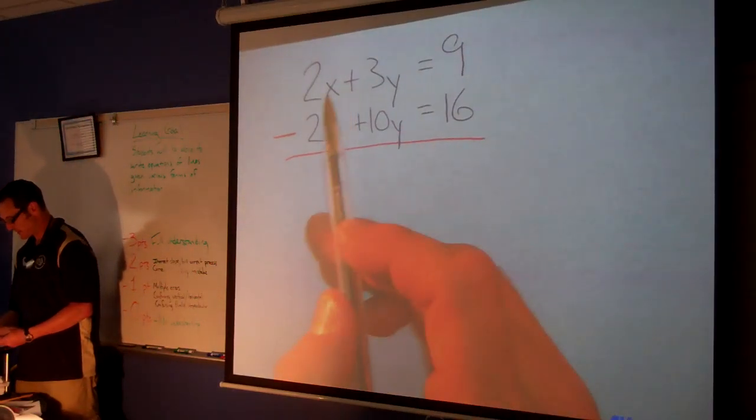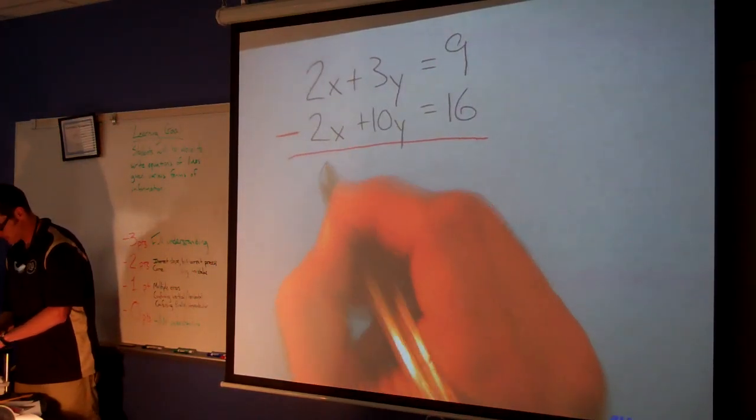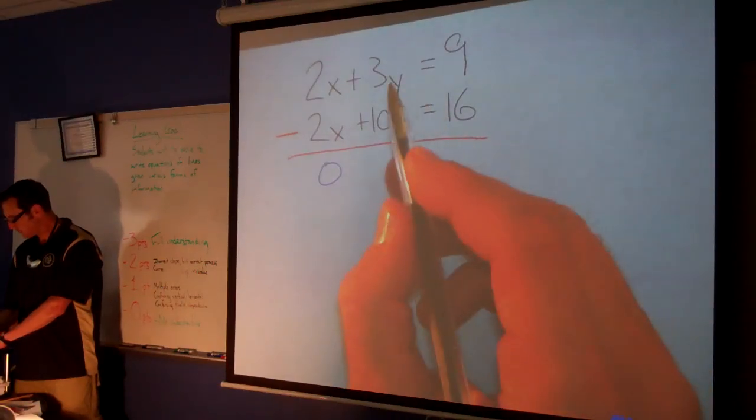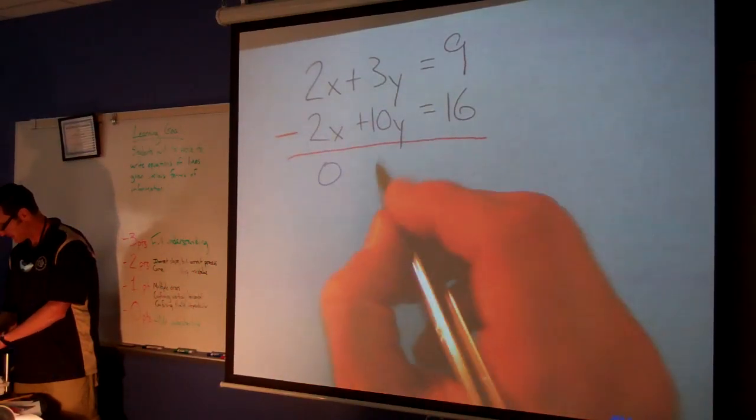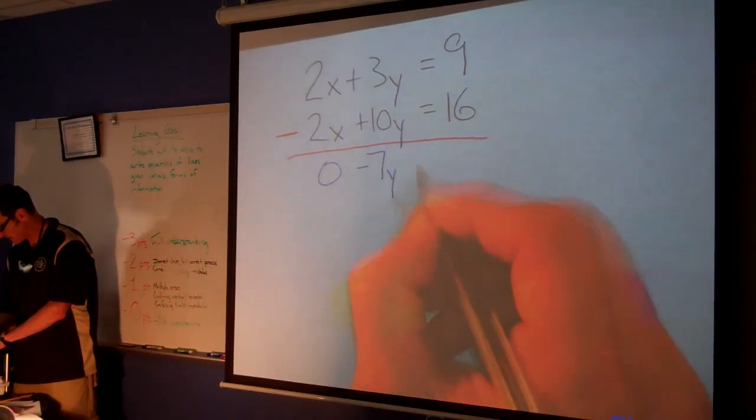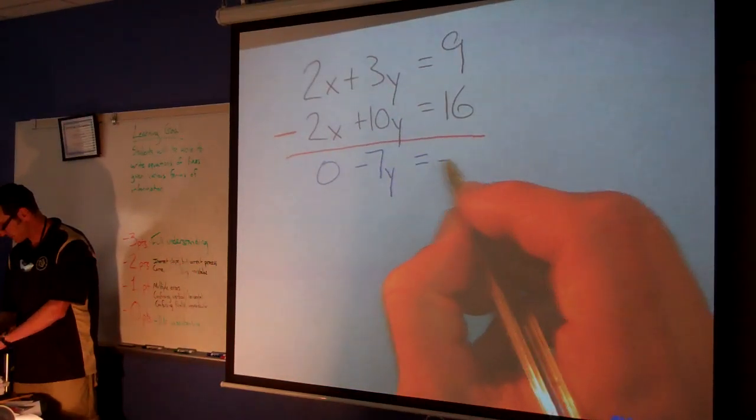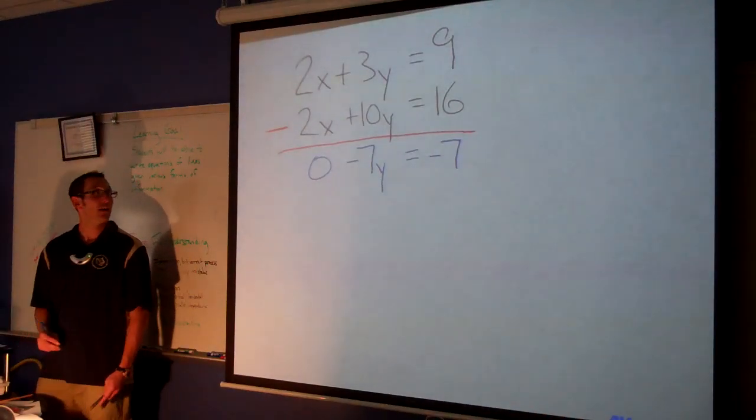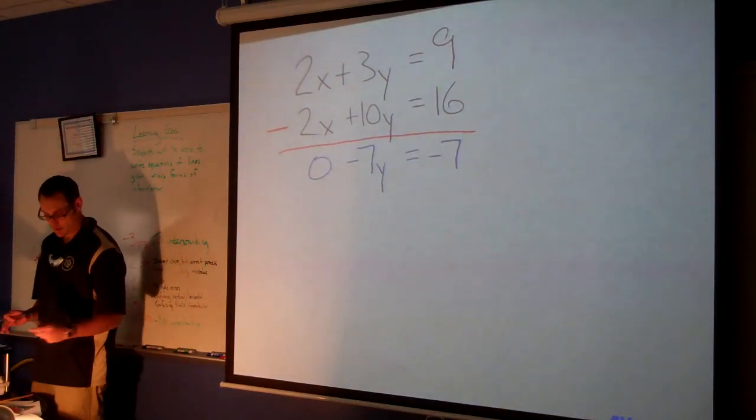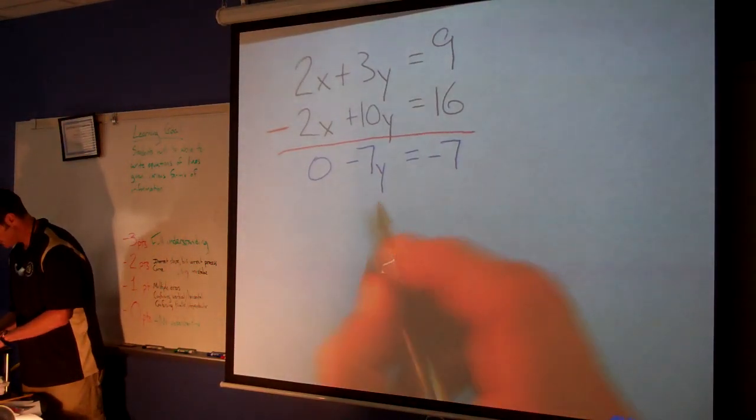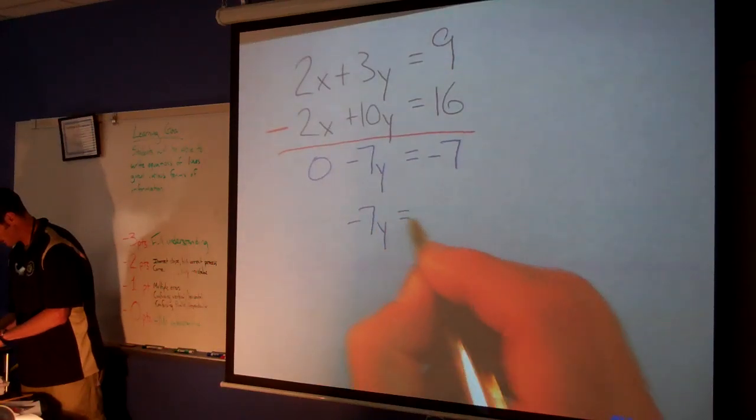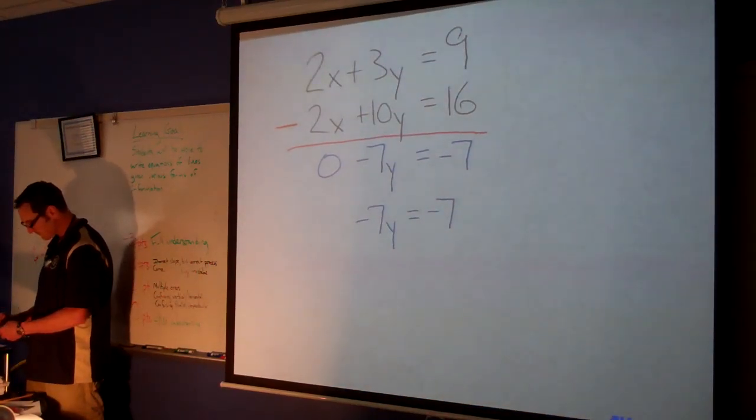I have 2x minus 2x, 0. 3y minus 10y, negative 7y. And then 9 minus 16, negative 7. So my x cancels out completely. Now I'm ready to clean up my mess. Negative 7y equals negative 7.